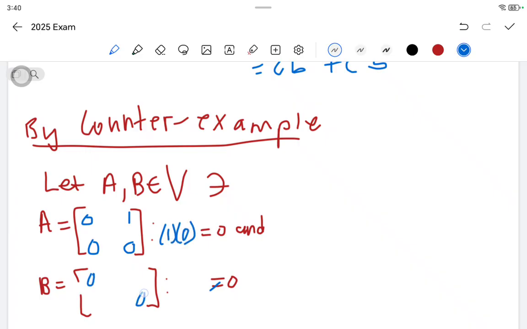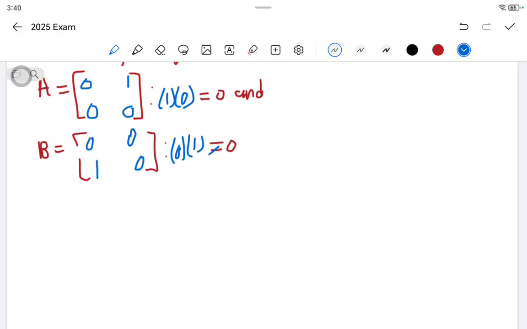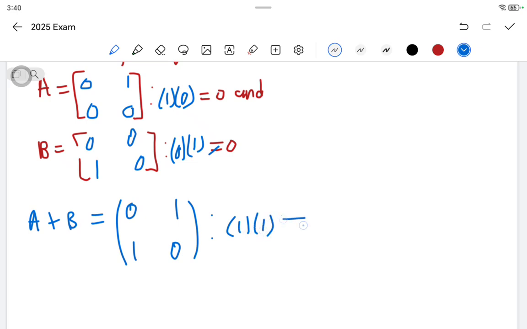Then this will remain a 0. This is 1, this is 0. When you multiply 0 and 1, you get a 0. Now, when we add A plus B, we're going to get 0, 1, 1, 0, such that when you multiply 1 and 1, we don't get a 0. Therefore, this means that A plus B is not an element of V.